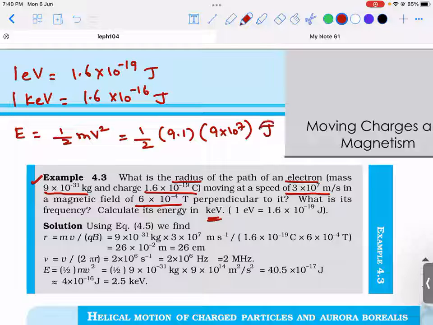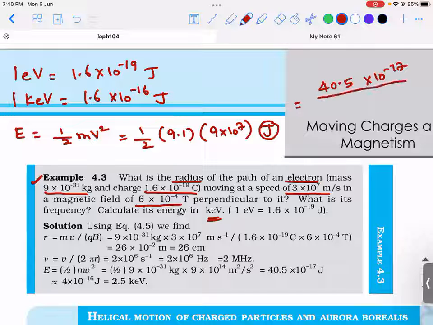Since you are getting the answer in terms of joule here, to convert it to kilo electron volt, you need to multiply 9 into 10 power 9. You multiply this, you will get an answer, right? How much is the answer you are getting? 40.5 into 10 power minus 17 joule.